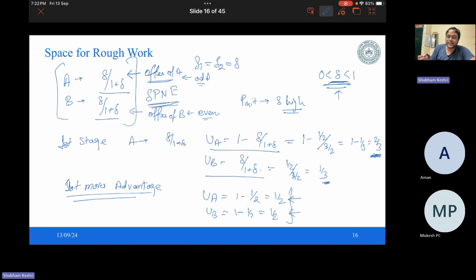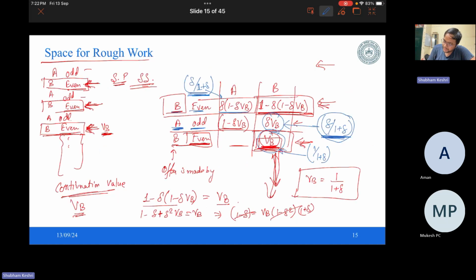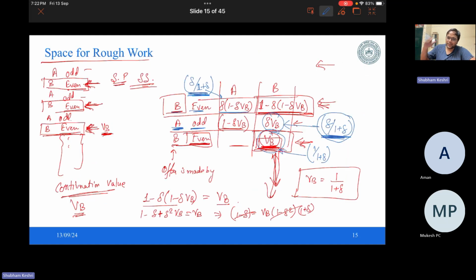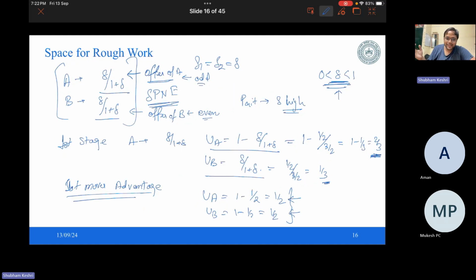So in the first stage itself, A makes that offer and B accepts it. Because we are saying that this utility is the same as this utility. So in subsequent stages, similar to this case, you see, this utility becomes the same as this utility, right? So we will not move to the next stage. Doesn't matter. Just accept the offer. So whatever A offers, you just accept the offer, because if you delay, you will get the same utility. All right. So in the first stage itself, A makes the offer, B accepts it. Utility of A is this, utility of B is this.